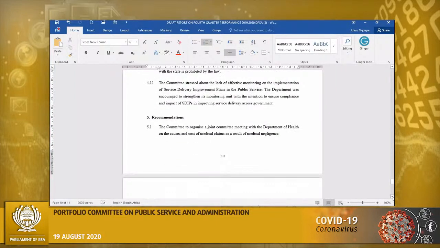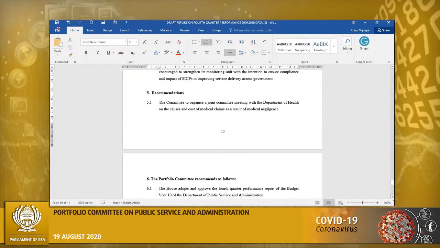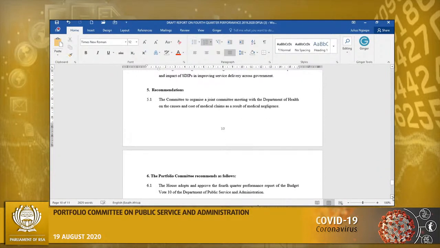With regard to recommendations, the committee had only one recommendation that has been proposed: that the committee should organize a joint committee meeting with the Department of Health on the causes and the cost of medical claims as a result of medical negligence. Through you, Honorable Chair, this is the end of the report. Okay, thank you. The next one.